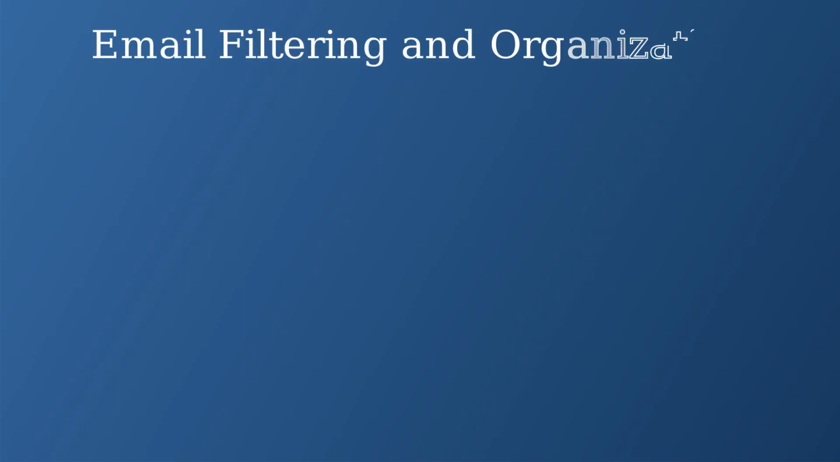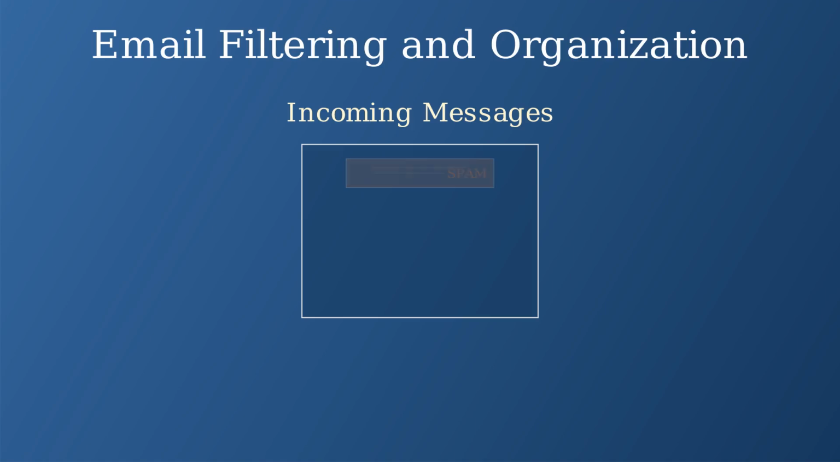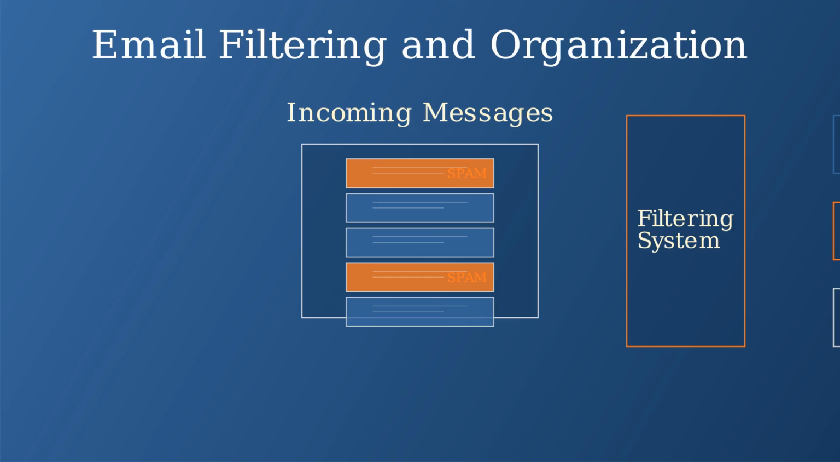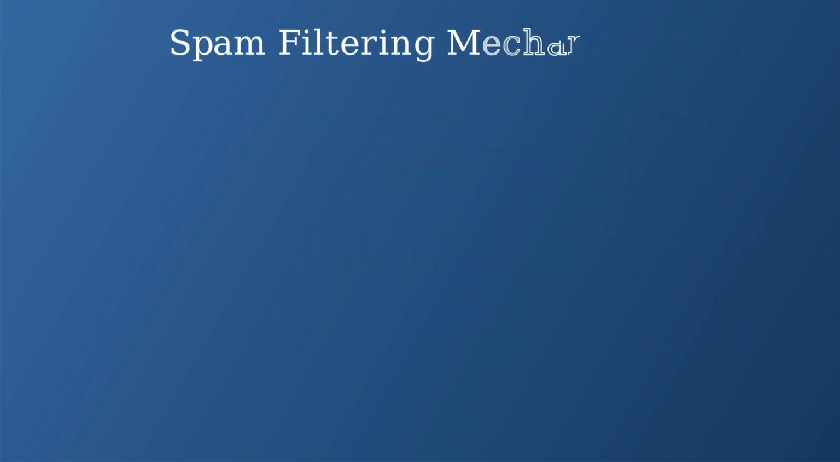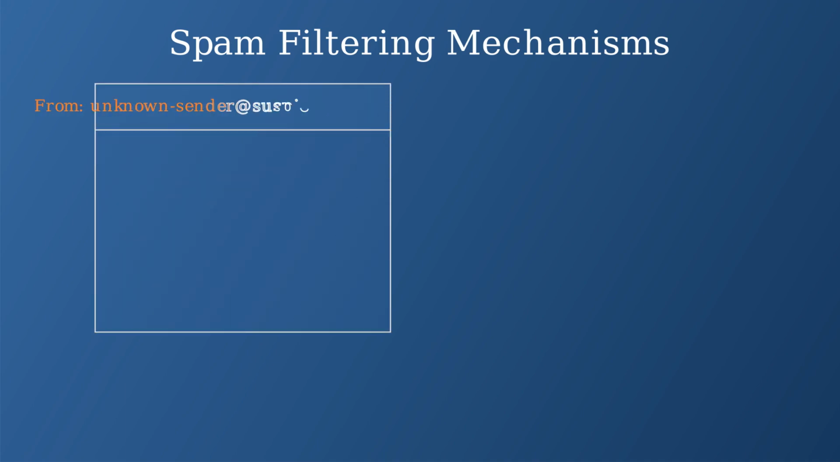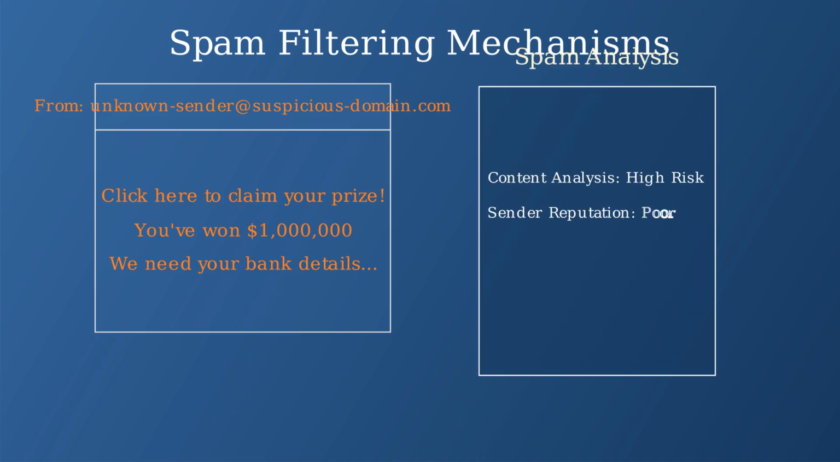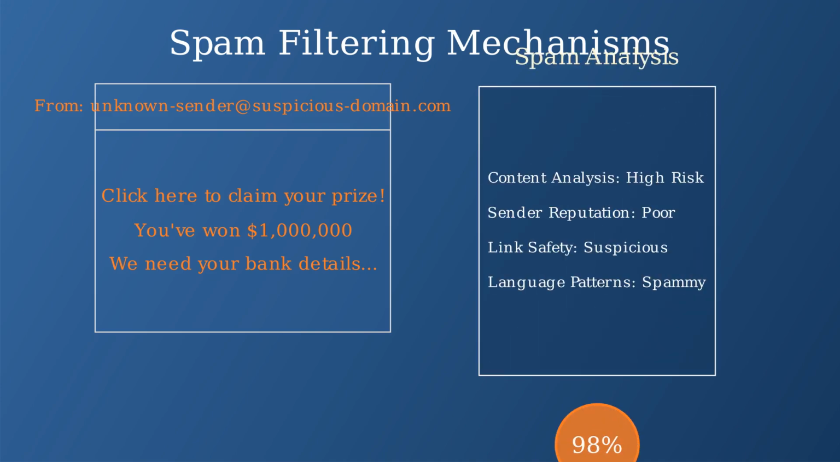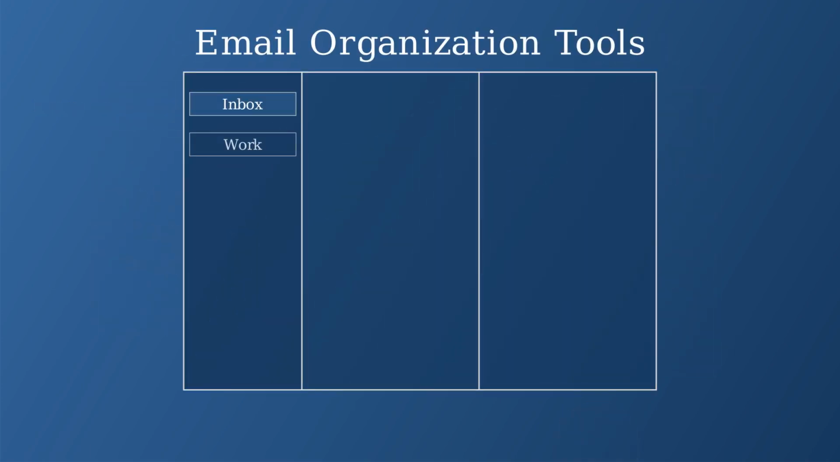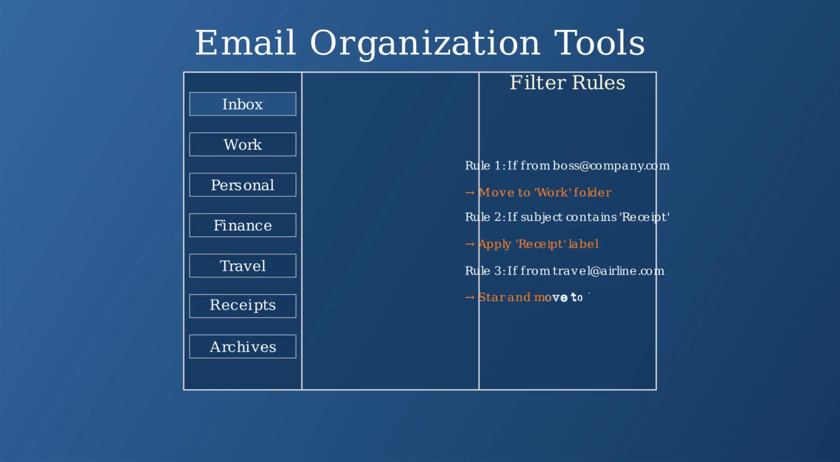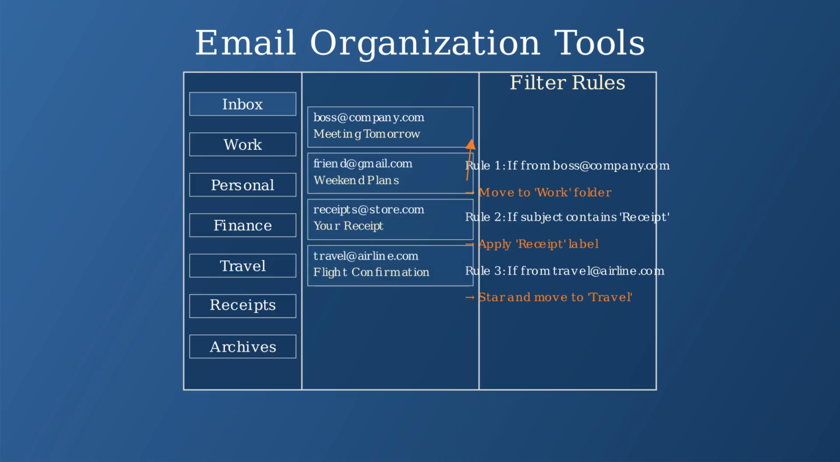Email filtering systems process incoming messages through sophisticated algorithms to sort and organize them automatically. Spam filters analyze incoming emails based on multiple factors. They examine the content for suspicious phrases, check sender reputation, and evaluate links within the message. Email providers offer powerful organizational tools, including folders, labels, and automated filters. Users can create custom rules to automatically sort incoming messages based on various criteria.